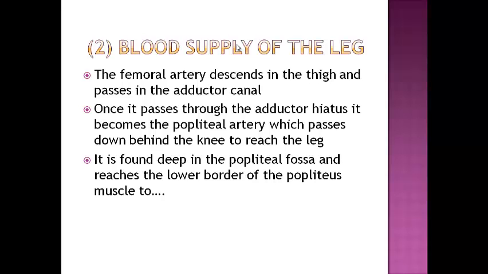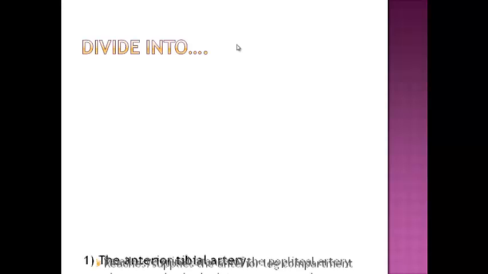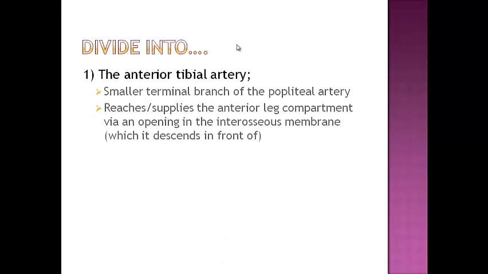Once it reaches the lower border, it divides into the anterior tibial artery, which is the smaller terminal branch of the popliteal artery. The anterior tibial artery supplies the anterior leg compartment. It passes through an opening in the interosseous membrane, descends in front of the interosseous membrane, and ends up supplying the anterior leg compartment.